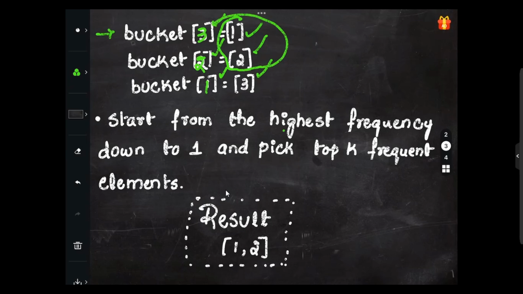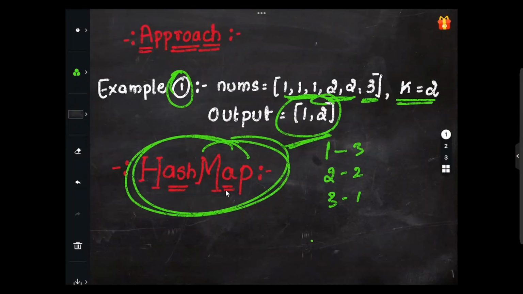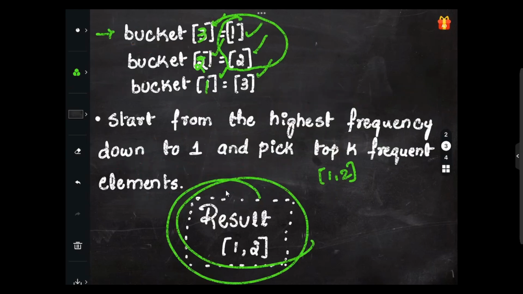So in this case, the result that we got here is 1 comma 2. That's what the final result is, 1 comma 2, which is equivalent to the output that they have given for the example 1 in the question. So our approach works absolutely correct. Simple, very simple, right? It's very simple to understand.